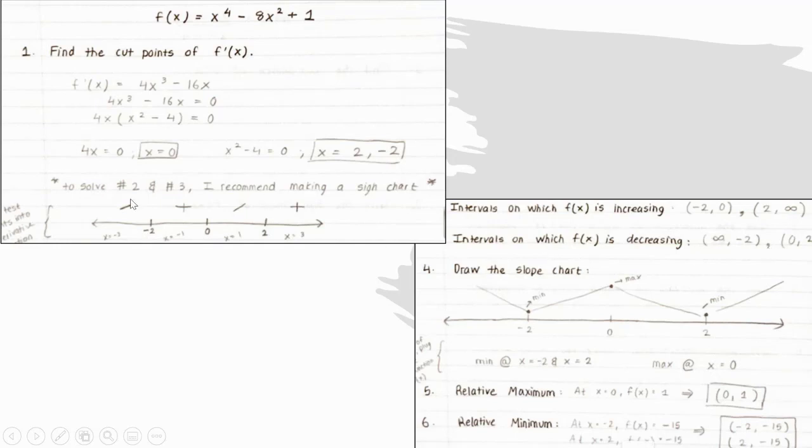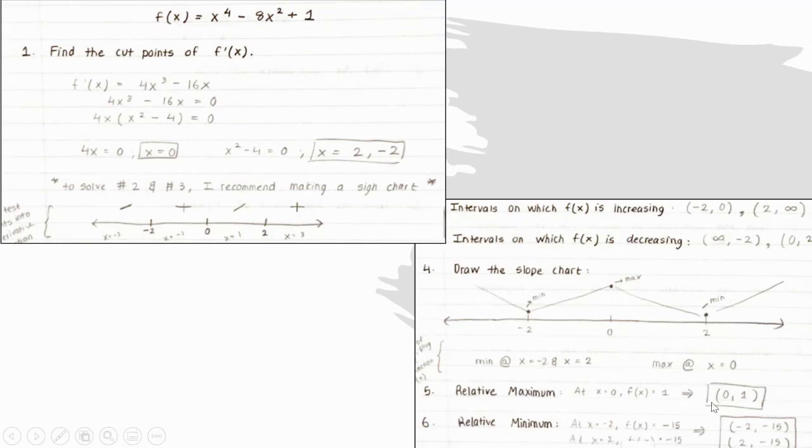And then it's decreasing from -infinity to -2, and 0 to 2. And then now we're going to make a slope chart. Basically, if you see that it's decreasing, you just draw a line going down, and if it's increasing, you just draw a line going up. So based on the slope chart, you'll know where there's a maximum and where there's a minimum.